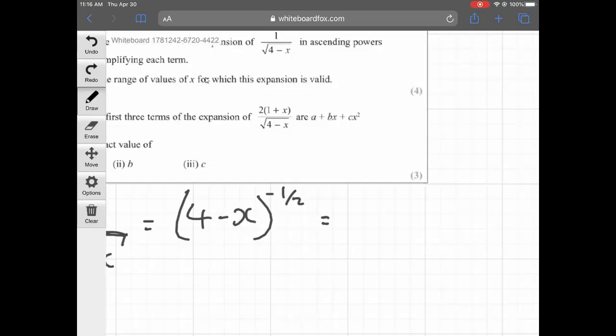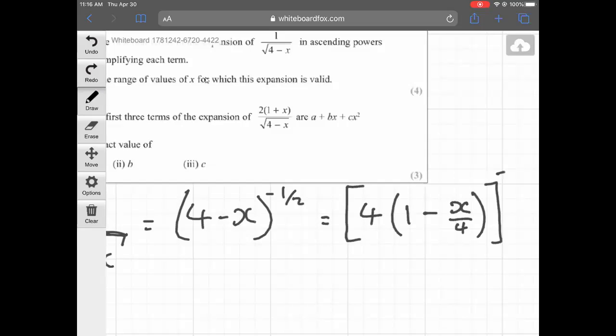So if I just factor out the 4, probably going to need a bigger bracket around this. So I factor out the 4, then I can say, well, that's going to be a 1. But I need to divide the x by 4, so that if I was to distribute the 4 over the bracket, that would just be 4 minus x. Okay, and then all of that is to the minus a half.